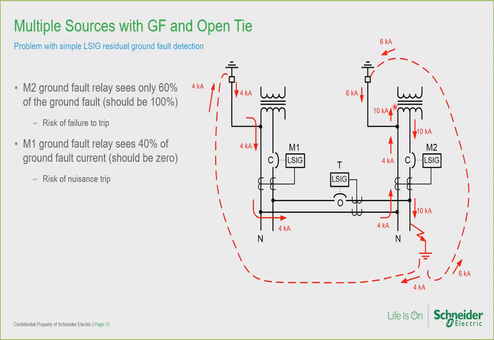The other issue is that the main 1 breaker ground fault trip unit on the left sees 40% ground fault current when there is actually no ground fault on bus 1. The 40% of ground fault current flowing through the M1 neutral current sensor does not have an offsetting single phase current flowing through the M1 phase sensors. The sum of the phase and neutral currents will not be 0, but rather 40%, which the trip unit will perceive to be ground fault current. The result is that you may actually nuisance trip main 1 when there is no ground fault on bus 1.